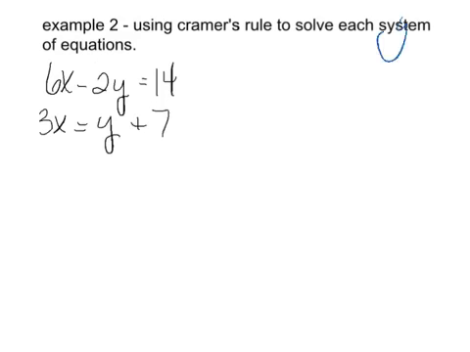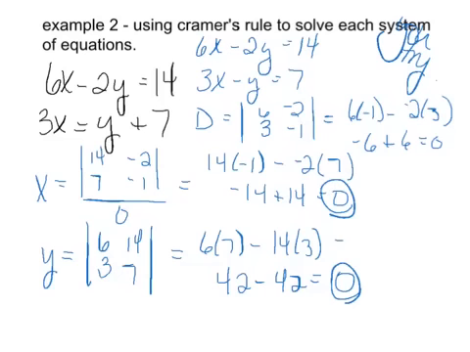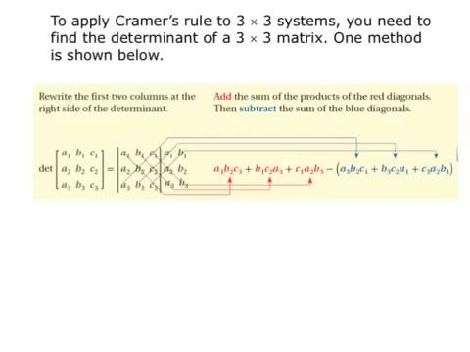Actually, this is a you try. Use the same format and try to solve this one. You have to put it in standard form and solve the system. So again, our determinant was 0, so I went ahead and tried to solve for x and y. Because D equals 0 and one of the numerator determinants is equal to 0, the system is dependent and has infinitely many solutions.